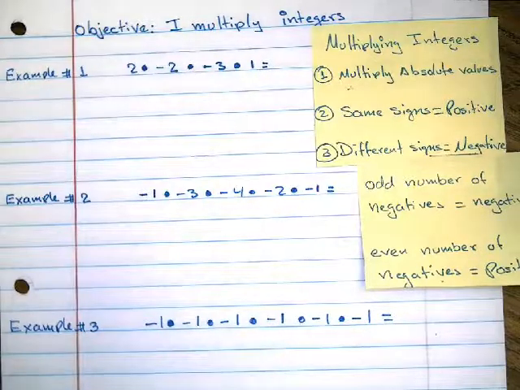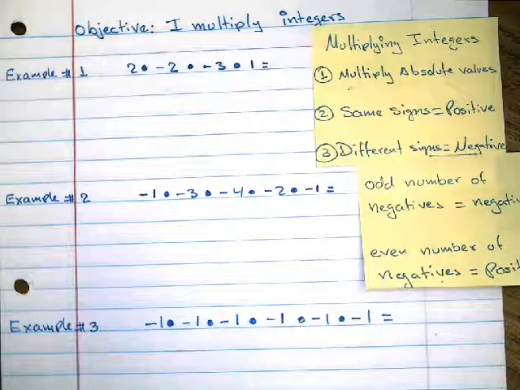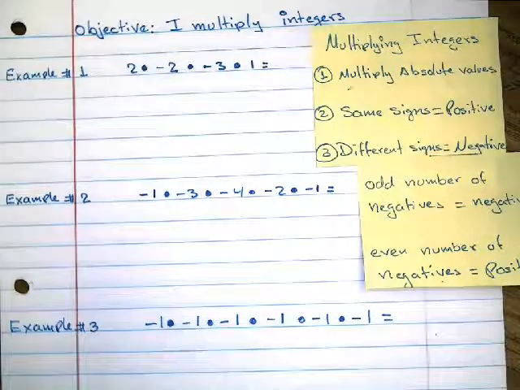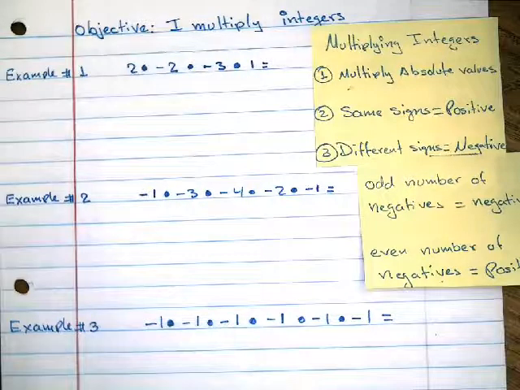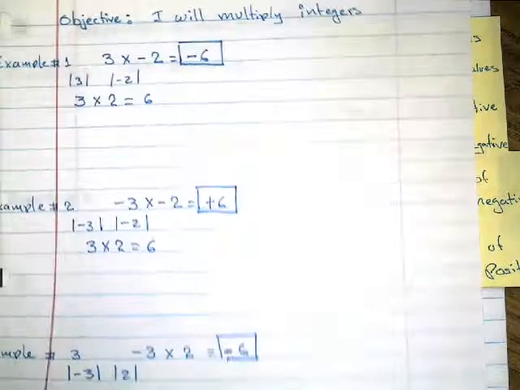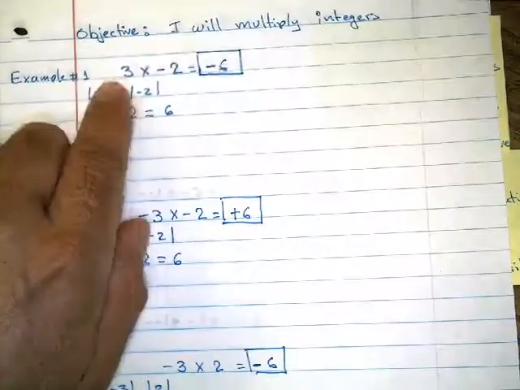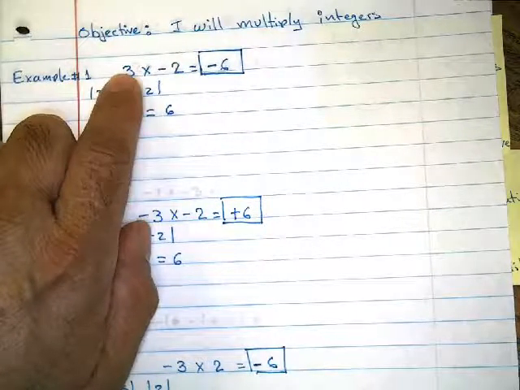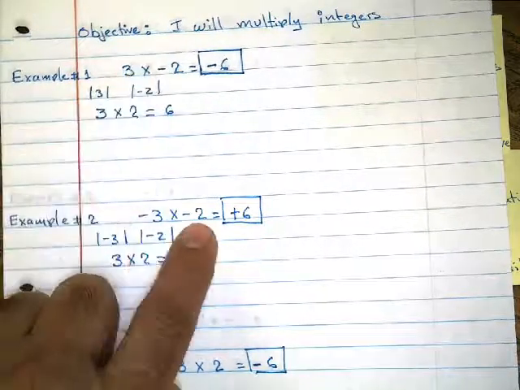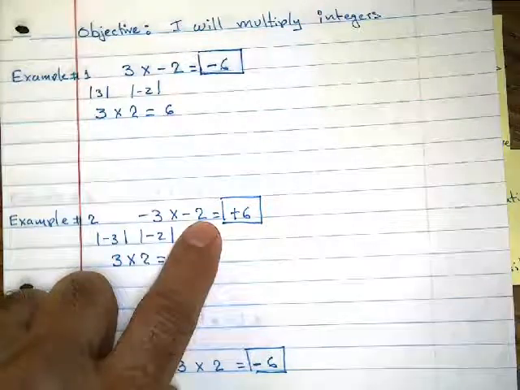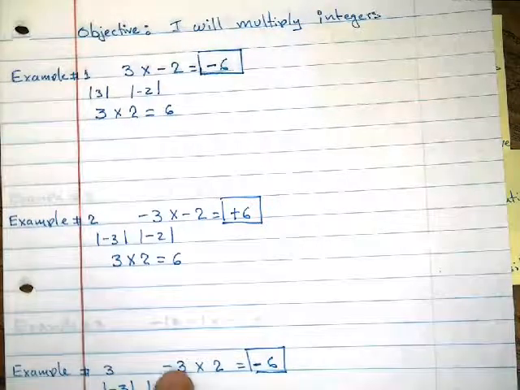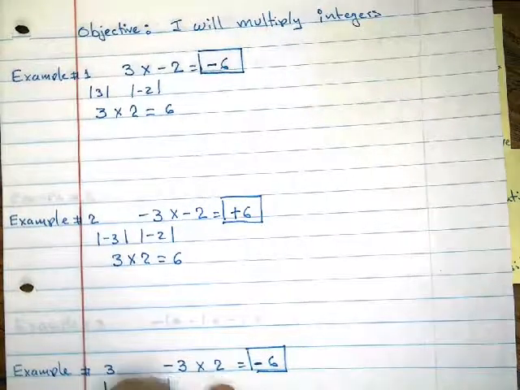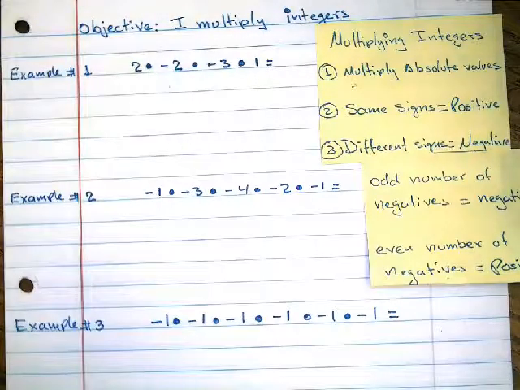Good morning, everyone. On today's objective, we are going to multiply integers. In our last lesson, we were also multiplying integers, but last time we were multiplying two integers: 3 times -2, -3 times -2, and in our example number 3, -3 times 2. But in today's lesson, we have more than two integers.